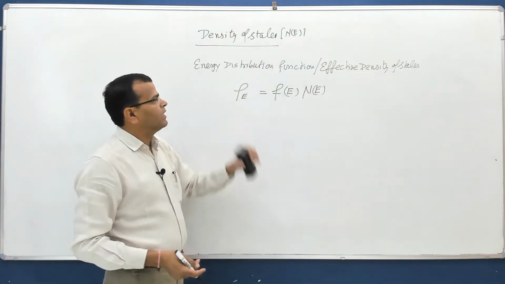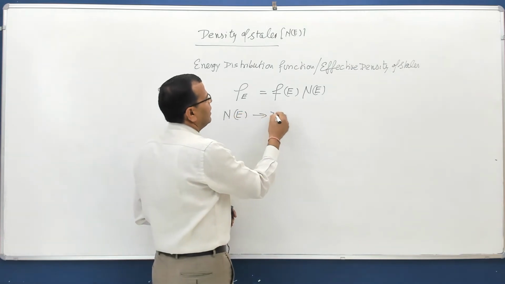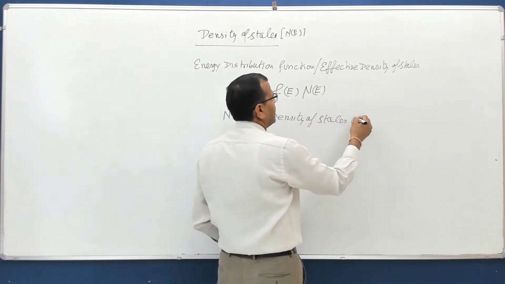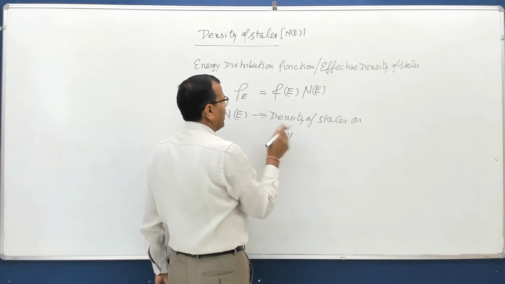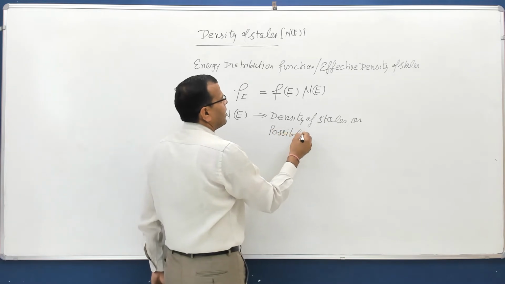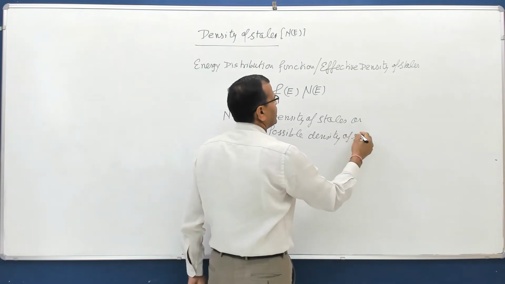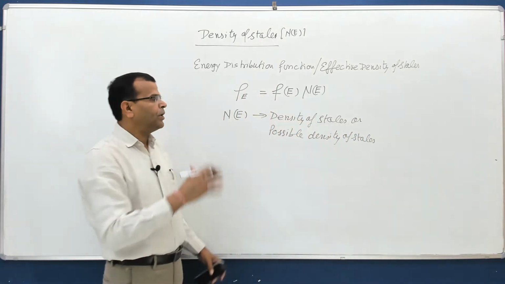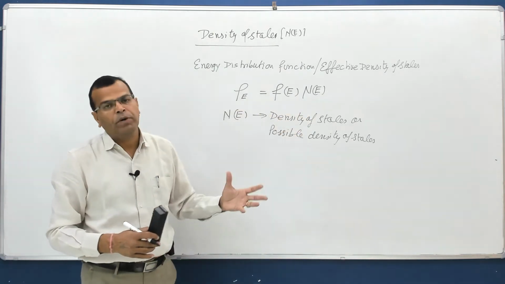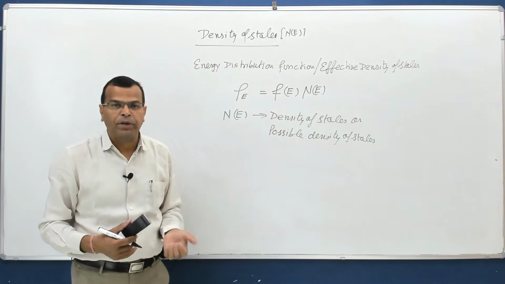This N(E) is called density of states. So N as a function of E is called density of states, or you can say this is the maximum possible density of states. Let us understand the physical interpretation, physical meaning of all these three parameters. This is important to understand because we will be switching over to semiconductors, and if you don't understand this, it will be difficult to understand the semiconductor part.